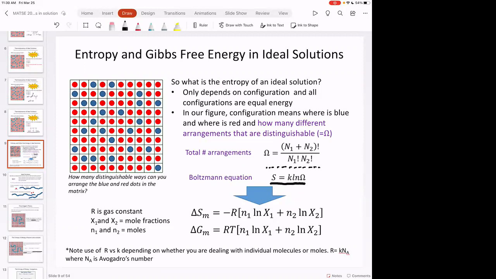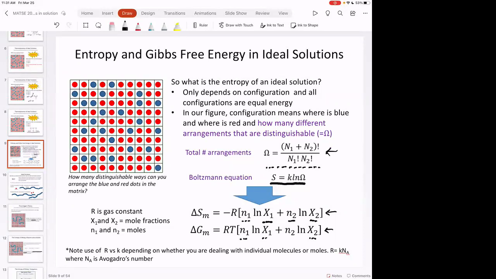And we won't derive this, but for a chemical system that is an ideal solution, this is the entropy of mixing, and this is the Gibbs free energy of mixing. And you've got mole fractions. So rather than talking about checkerboard positions, which is this, you've got mole fractions and you have number of moles. So for a chemical system, you know what all that is.